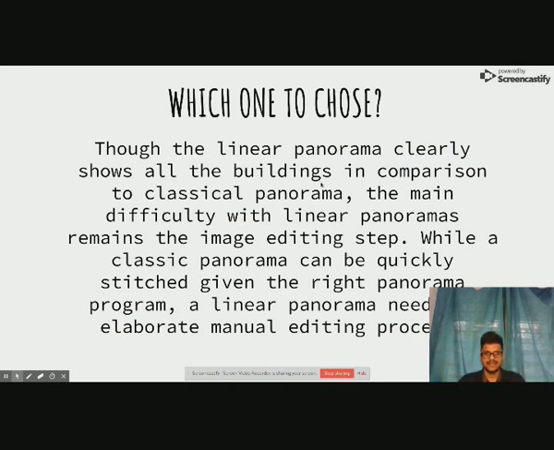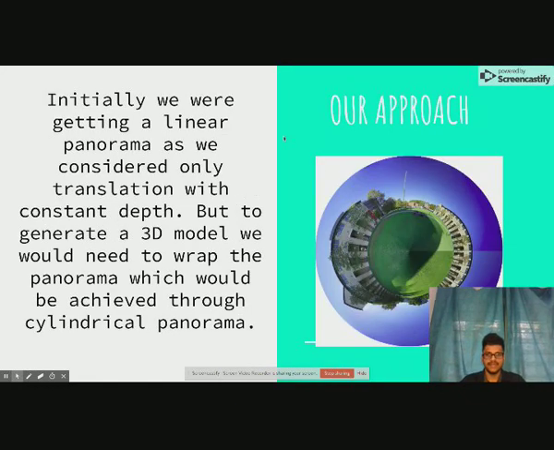Though one may consider that a linear panorama depicts all the objects clearly, the main difficulty with a linear panorama remains the image editing step. While a classical panorama can be quickly stitched given the right panorama program, a linear panorama needs an elaborate manual editing process. It needs high computation time, so we chose the classical panorama, or the 360-degree panorama. Initially we were getting a linear panorama as we considered only translation with constant depth. But to generate a 3D model, we would need to warp the panorama, which would be achieved through the cylindrical panorama.